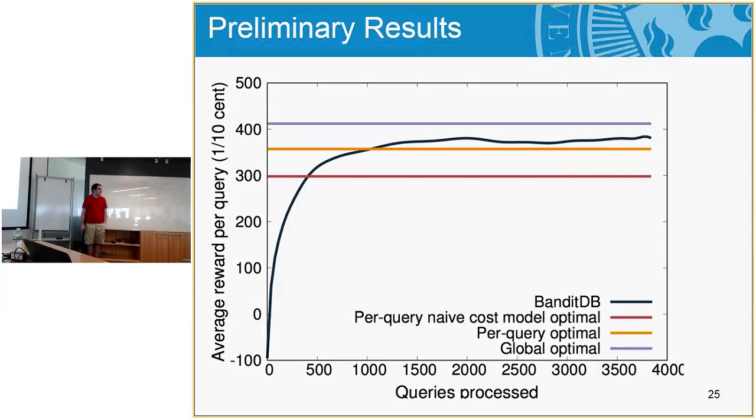How many distinct queries do you have in this? These queries are generated by the TPC-H generator. There are 22 query templates, and they vary the parameters a lot, so I think almost every query is unique.